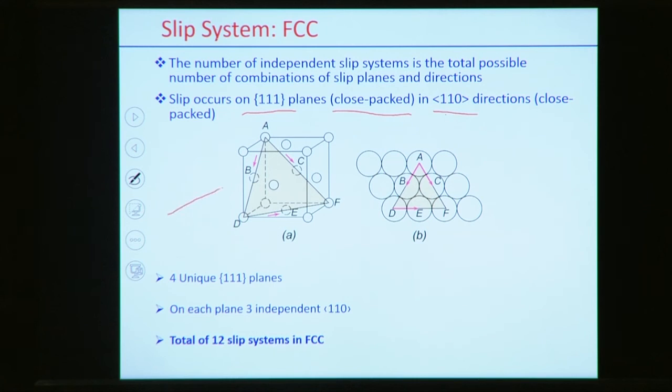If we try to represent that slip plane in the FCC structure, the plane A, D, F defines the slip plane, and on that plane, the direction <110>. This is a family of directions, so <110> represents several other directions. It corresponds to three different directions, say along the direction B, along the direction C, and along the direction E. So on one plane, there are three possible directions.